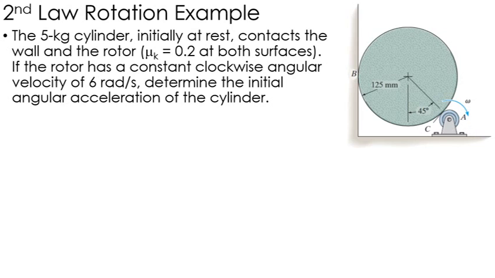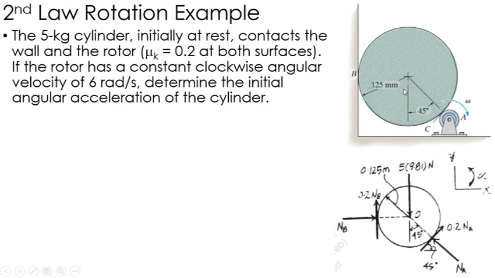So knowing that the rotor is at a constant velocity of 6 radians per second, what's the acceleration of the cylinder? Start with a free body diagram, as I typically do. I've got 2 normal forces and 2 frictions, shown here. We assume it's sliding, giving me the kinetic friction, so it's 0.2 times each of the normal forces, both at the wall and at the rotor. And the other force I've got, of course, is the weight due to gravity, so that's 5 times 9.8.